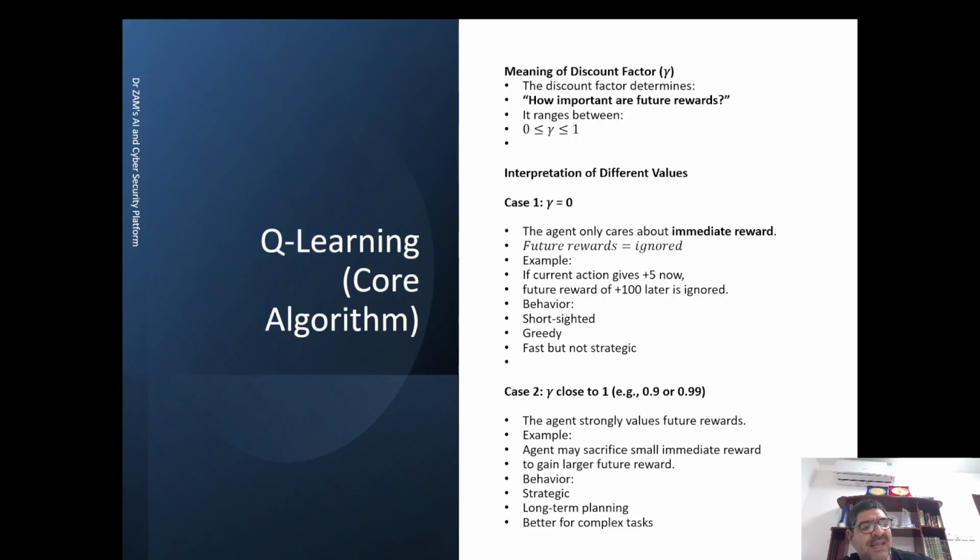That is one case. The second case is when gamma is close to 1, for example 0.9 or 0.99. The agent strongly values future reward. Why is it doing this? The agent may sacrifice a small immediate reward to gain a larger future reward. The behavior is strategic, long-term planning, better for complex tasks.